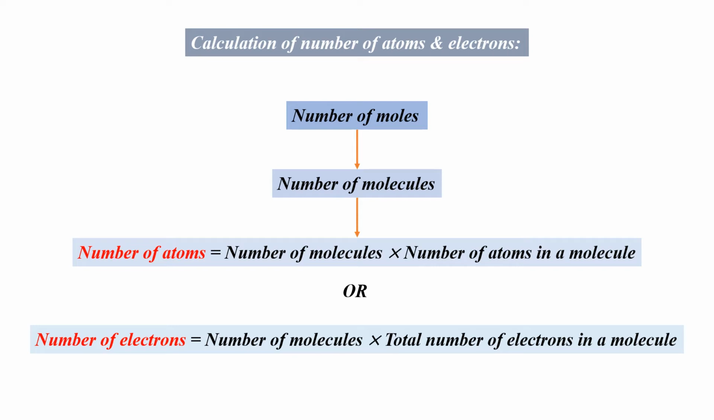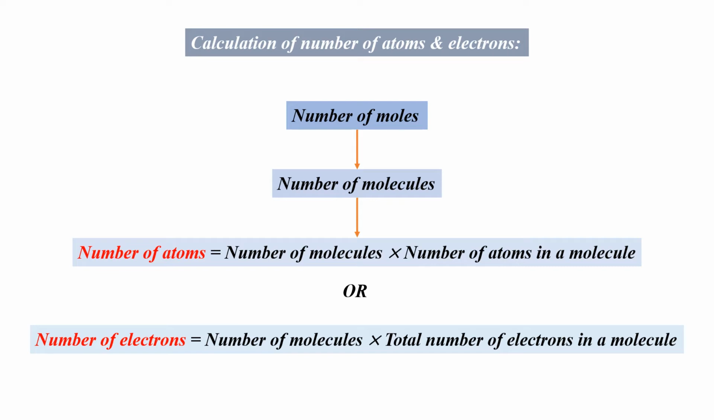Now, in this formula, the number of atoms in a molecule is nothing but atomicity. The number of atoms in one molecule is called its atomicity. So the number of atoms in a given amount of substance can be calculated by multiplying the number of molecules in it with its atomicity, which is the number of atoms in a molecule.